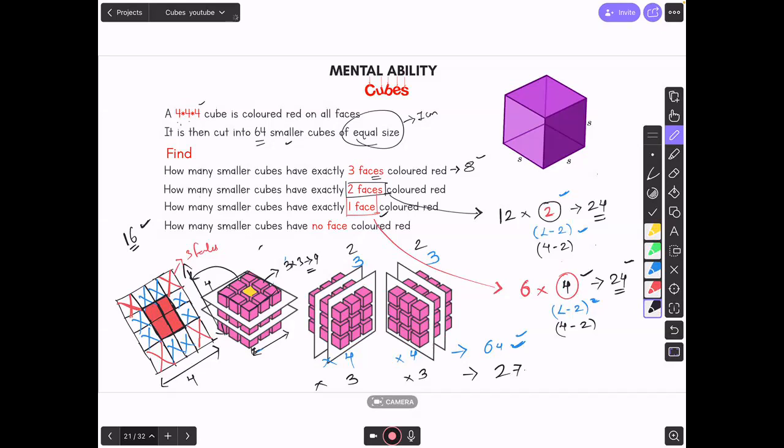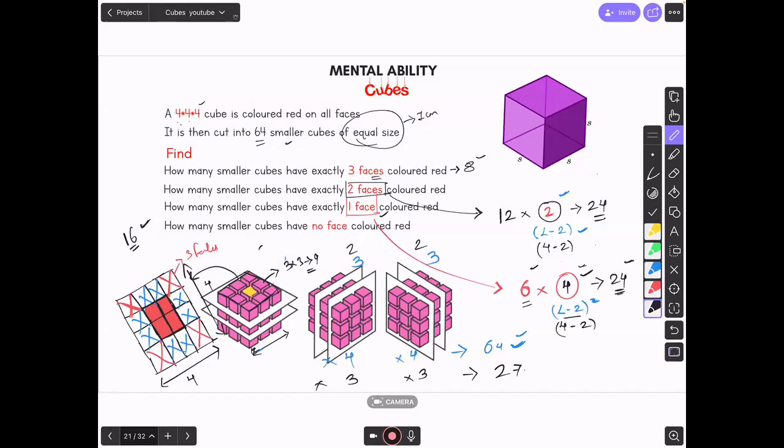So in the exam, if they ask for one face, that is always there on the face. 6 such faces. How many per face? That is given by the formula: (length of the edge minus 2) squared. So the answer is 24. One face colored.